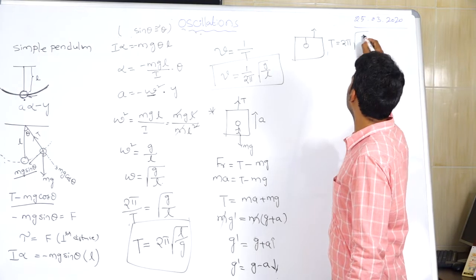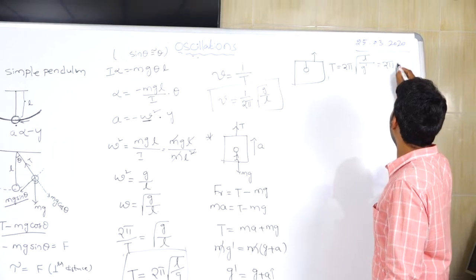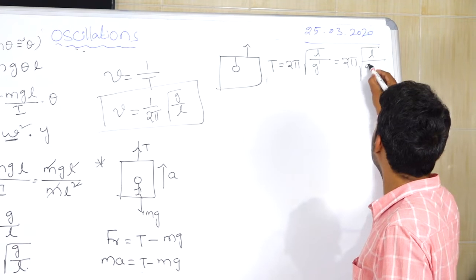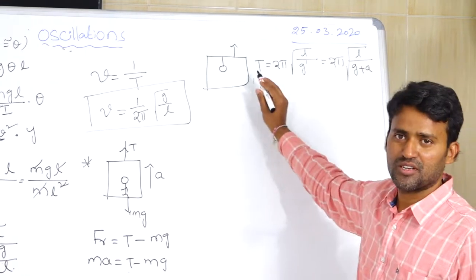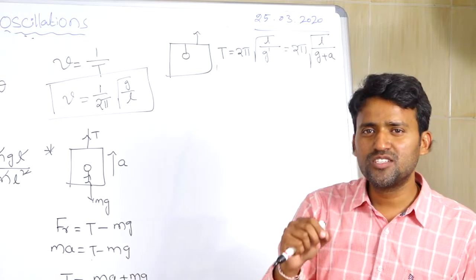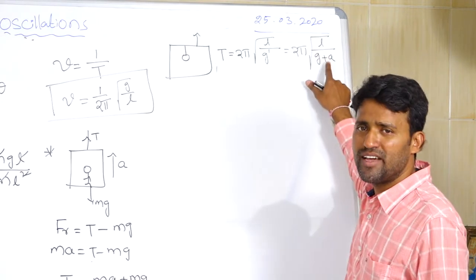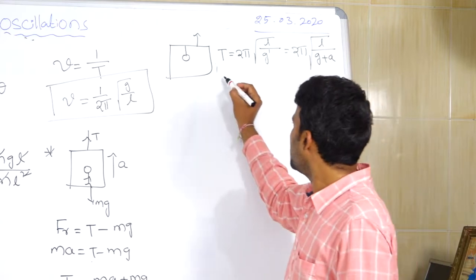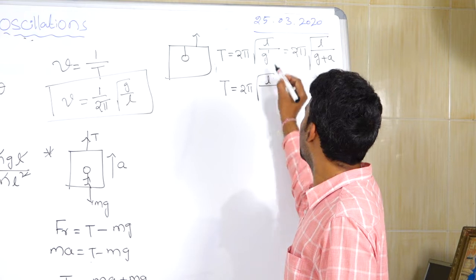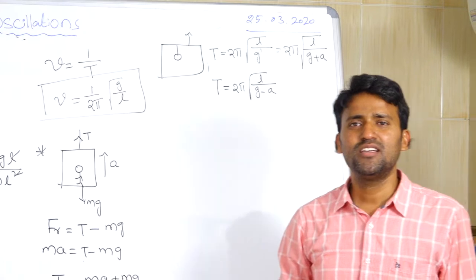2 pi under root of L by g dash. Here g dash is equal to g plus a. This is the equation. When a simple pendulum is placed inside a lift going upward, the time period is equal to 2 pi under root of L by (g plus a). When the lift is moving downward, g dash is equal to g minus a, so the time period is 2 pi under root of L by (g minus a).